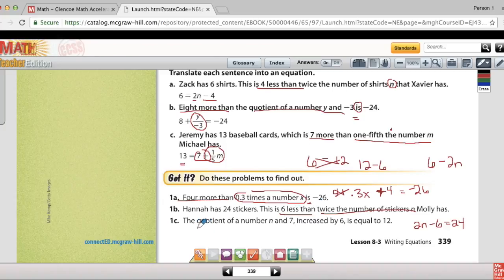Finally, 1c, the quotient of a number n and 7. A quotient is going to be shown like this in algebra. We're not going to use our division symbol like that or that. The quotient of a number n and 7 increased by 6 is equal to 12. Okay, so we're doing a form of translation here, not from English to Spanish, but from words to math symbols.